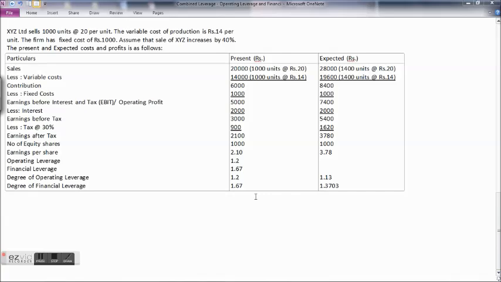at the two levels of sale, that is at the sale of 20,000, that is 1000 units, and at the level of 28,000, that is 1400 units. Now we are to calculate what is the combined leverage. Okay, so first we'll calculate the combined leverage.